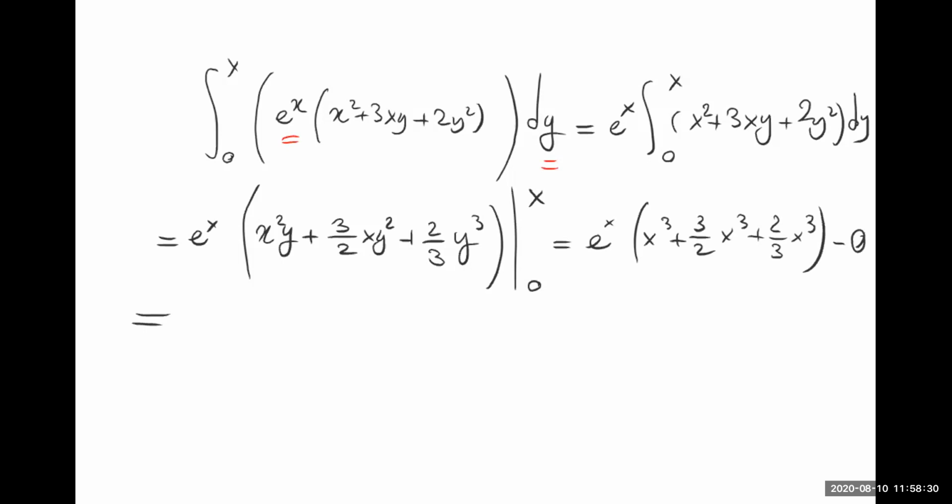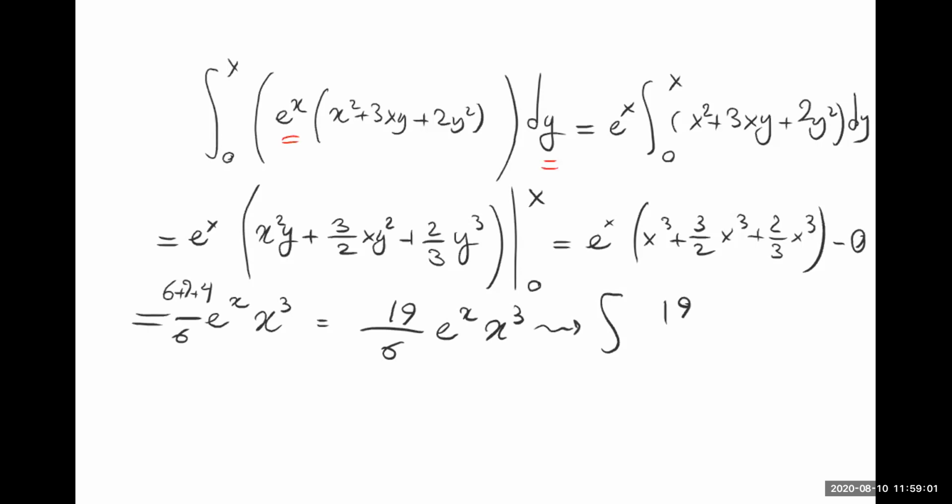Okay, what is this sum? This sum is e to the x times x cubed times a constant number. What is that constant number? It's 6 plus 9 plus 4, if I'm right, over 6. So it's 19 over 6 e to the x, x cubed. Now, this is the last part, which apparently is a little bit challenging. Now I should compute the integral with respect to x.